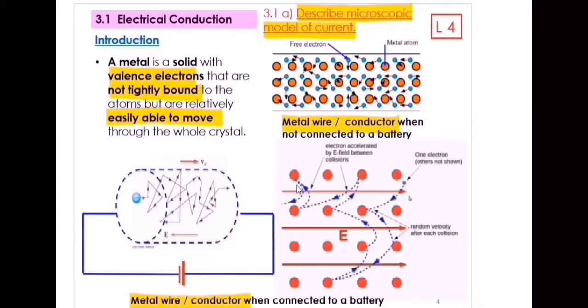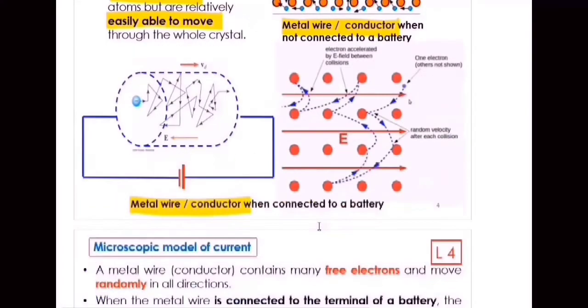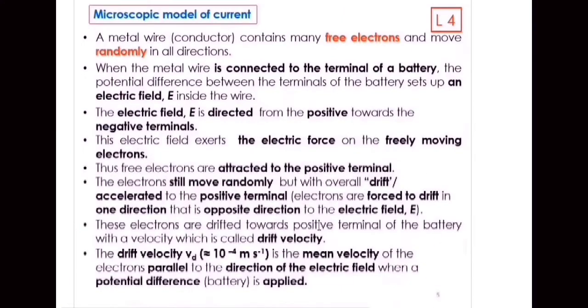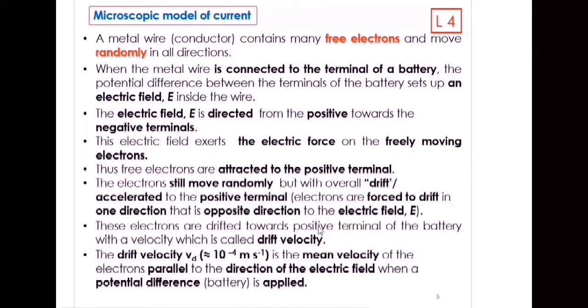However, when the metal wire or the conductor is not connected to a battery, the electrons are moving freely in different directions. We go to the next slide. This is the same one. A metal wire or a conductor contains many free electrons that move randomly in all directions when the metal wire is not connected to a battery.